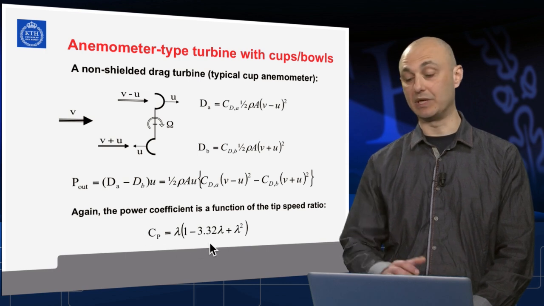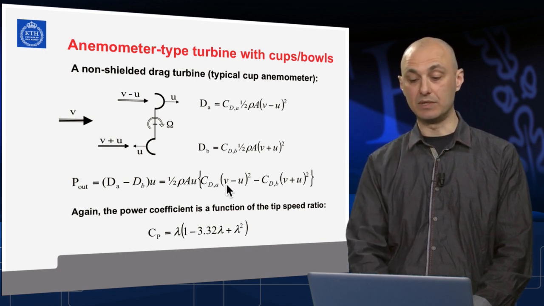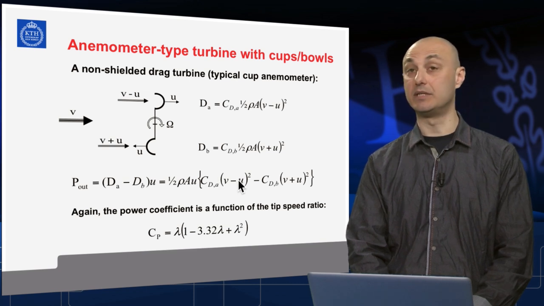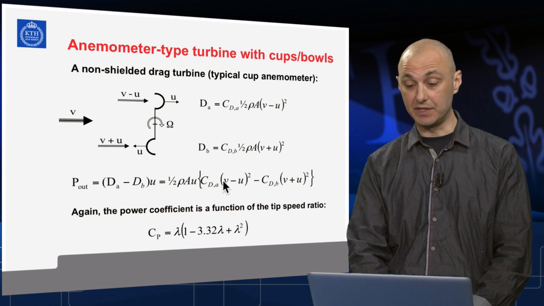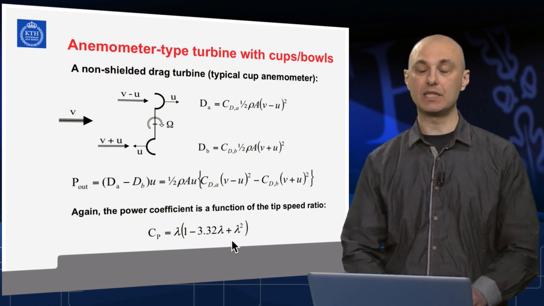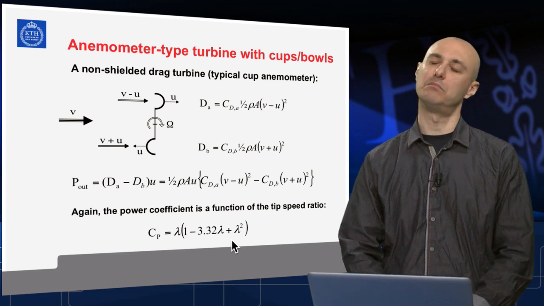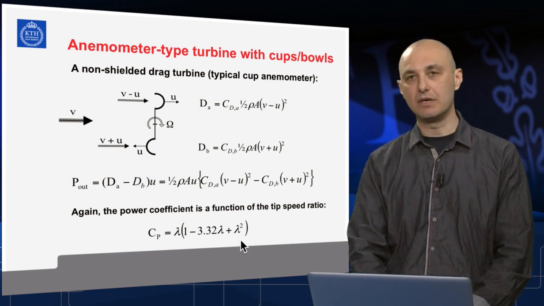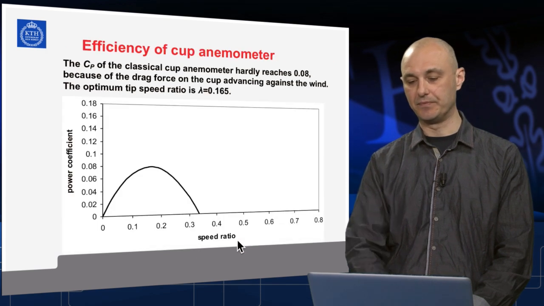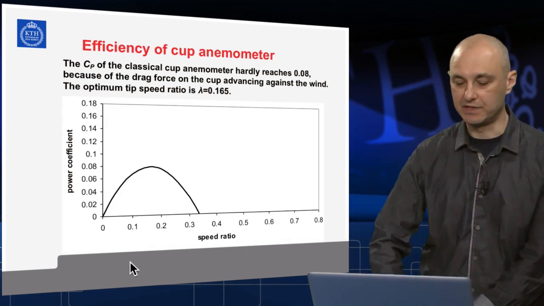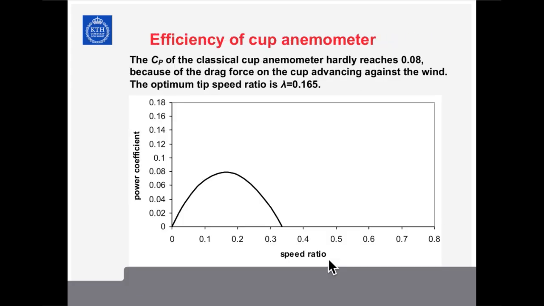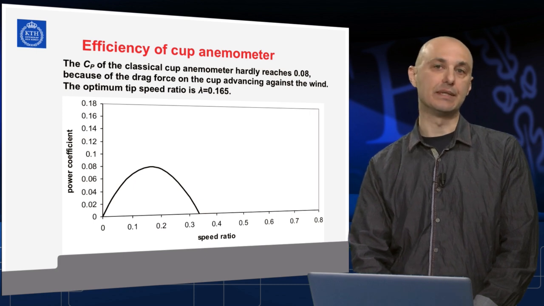We see that the power coefficient, if we extract it and insert here the tip speed ratio, being the ratio of these two velocities, is a little bit complex function, but a very clear function of the tip speed ratio. And drawing the line of this function will show us that at approximately tip speed ratio of 0.165, the maximum performance of this turbine can be achieved at these specific conditions, and that would be 8%.